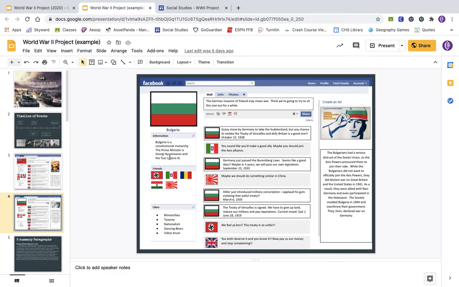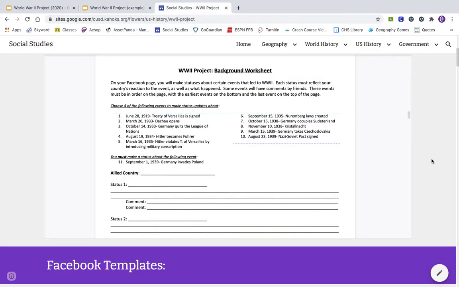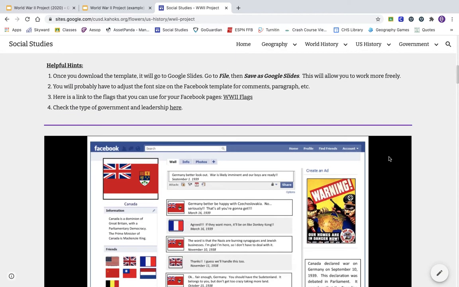And with this information right here, you're going to tell me what kind of government they have and who's in charge. So that's what I have here. Their friends are the allies. One cool thing I have for you, if you go to World War II project, I have this right here. It says the World War II flag. So you don't even have to look up the flags.